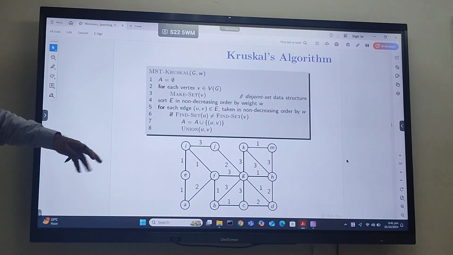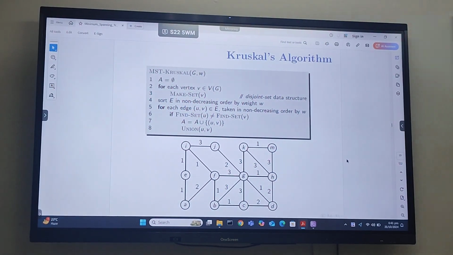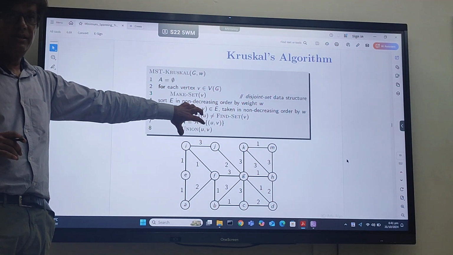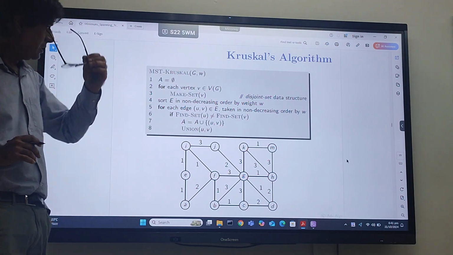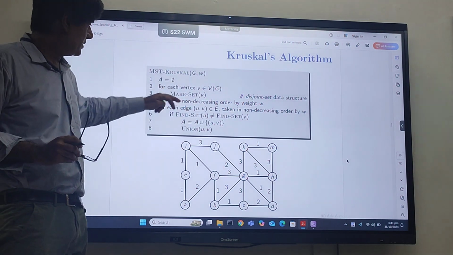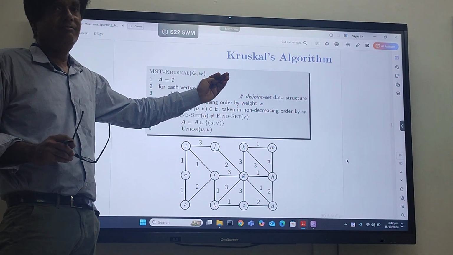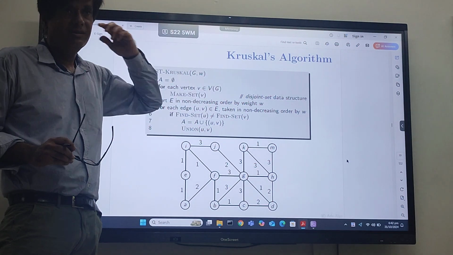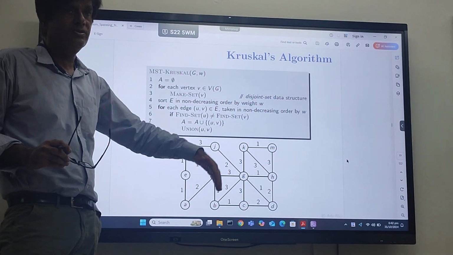So this is our input graph. First of all, we create a set for each vertex. Imagine that every vertex is in a different set. And then we sort these edges in non-decreasing order, from smallest to largest. So imagine all these edges sorted.